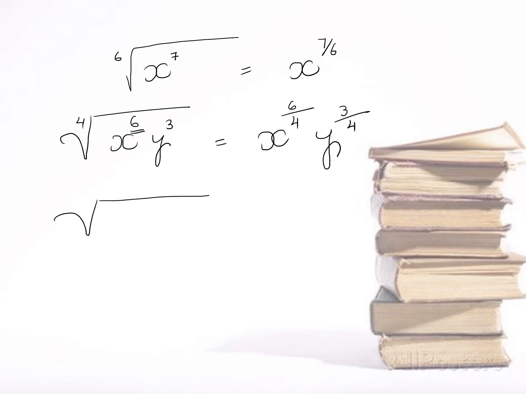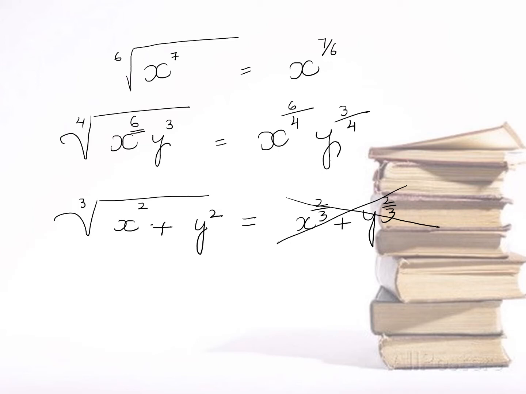But remember, if any expression under the radical sign has a positive or negative sign, for example x squared plus y squared with index 3, you cannot write it as x to the power 2 by 3 plus y to the power 2 by 3. This is going to be wrong. Yes, you can write x squared plus y squared all in one bracket with the whole power being 1 over 3. But you cannot separate them and write them one by one with the power if there is a plus or a minus sign in the middle.